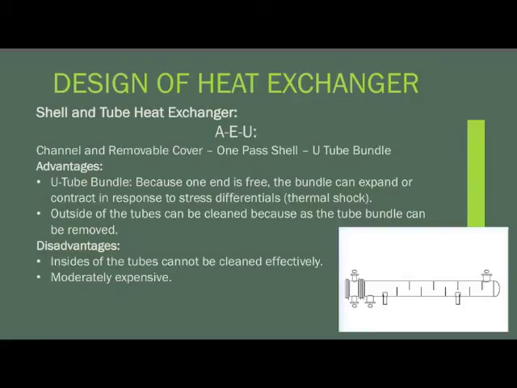The next parameter was to design the heat exchanger. Our shell and tube exchanger was the AEU, which is a channel and removable cover, one pass shell, and U-tube bundle. One of the advantages is that the heat exchanger is able to withstand thermal shock. Another advantage is that the outside of the tubes can be cleaned because the bundle can be removed. Disadvantages include that the insides of the tubes cannot be cleaned effectively and that it is moderately expensive. A picture is shown on the bottom right of the slide.